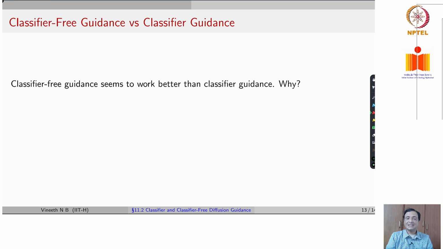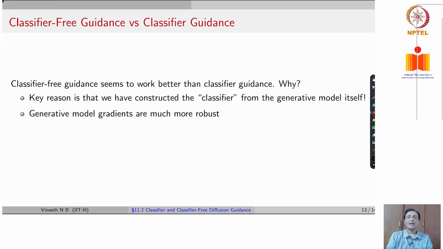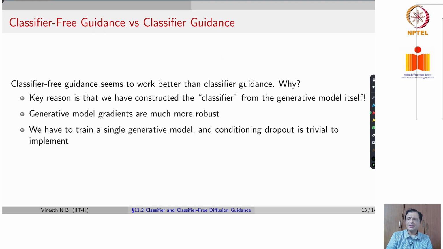So one question somebody could ask is, why is classifier-free guidance working better than classifier guidance? And the answers are fairly intuitive. The classifier now has come from the generative model itself. The diffusion model that was generating has itself got oriented towards the classifier, and the gradients that come from the generative model may be more robust than those that come from the classifier that may not be used to noisy image distributions. And finally, training a single generative model is always easier than training a generative model and a classifier, and conditioning dropout is very, very simple to implement in the training process.